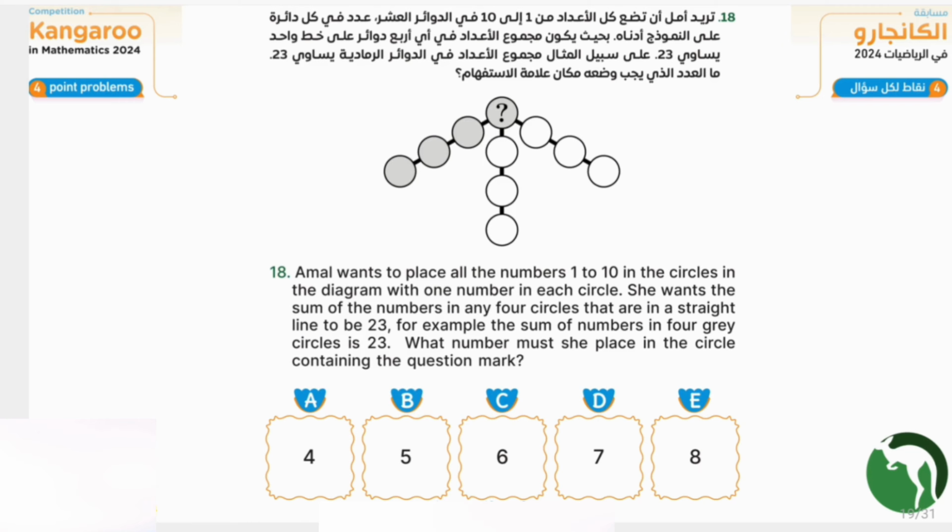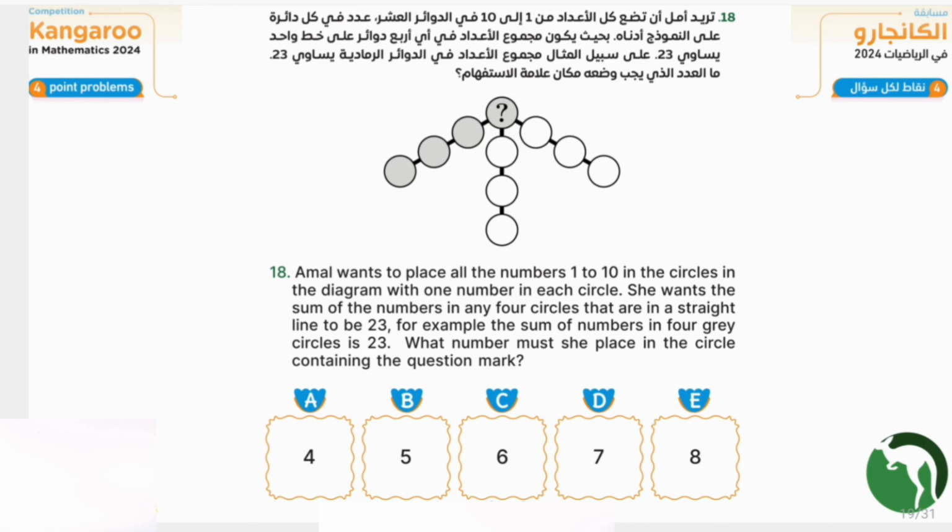Okay, now in question number 18, Amal wants to place all the numbers from 1 to 10 in the circles in the diagram with one number in each circle. She wants the sum of the numbers in any 4 circles that are in a straight line to be 23. For example, the sum of numbers in 4 gray circles is 23. What number must she place in the circle containing the question mark?